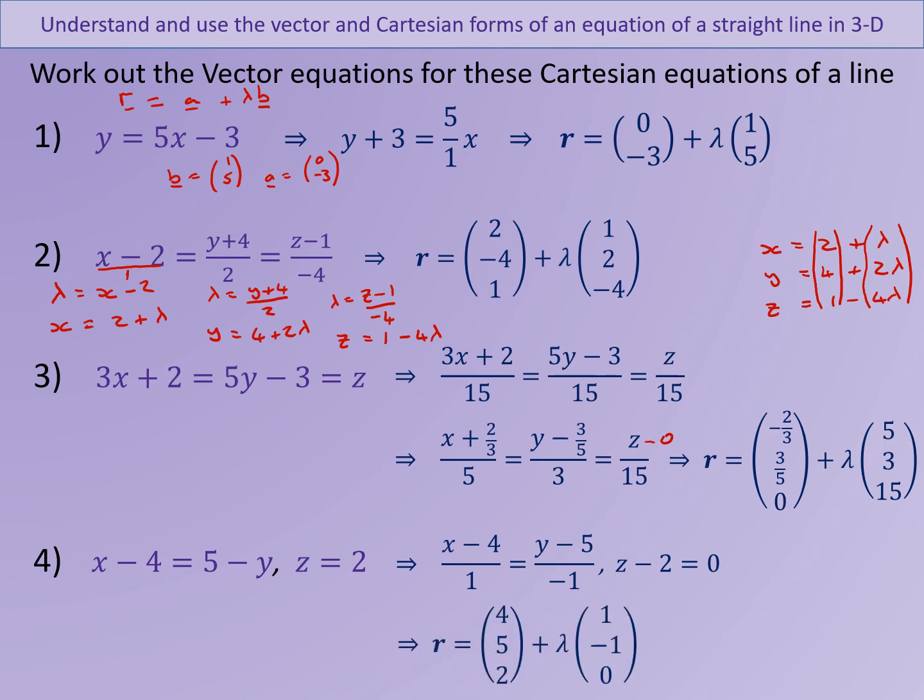we can deduce that the value of a will be 4, 5, then because z is always 2, we can put 2 as the z component of the position vector. The direction vector, we can read the values 1, minus 1, and then because we know that z is always 2, we know that the direction vector must be 0 in the z direction. An alternative way again would be to set each of the components equal to lambda and then rearrange using this form here.